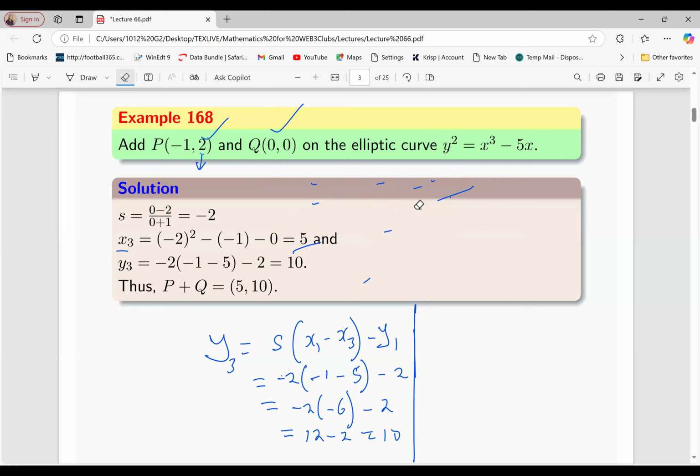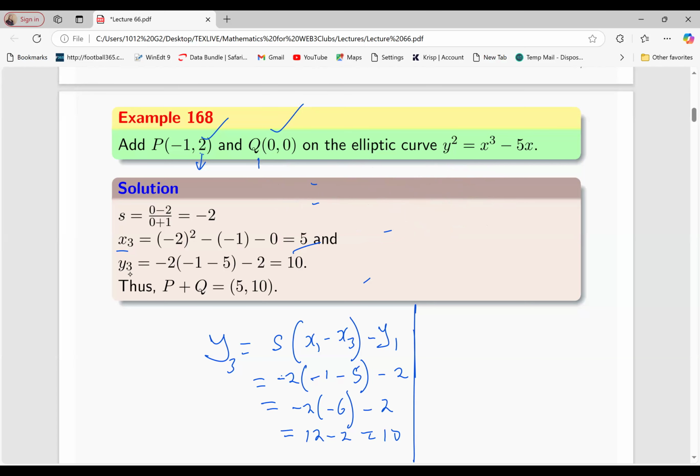But there's no problem. You can interchange, but you must be consistent with your variables. For instance, in this case, we used this as 0.2 and this as 0.1. You can interchange and call this 0.1 and this 0.2. Then our gradient will begin with 2 minus 0 over -1 minus 0 again, which is -2. So there's no problem, just interchange.